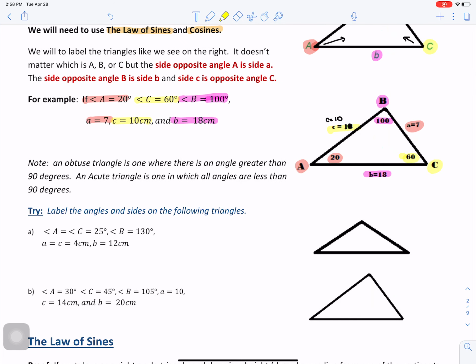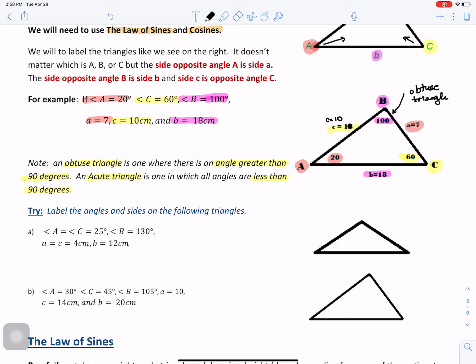Now, just more terminology for you. An obtuse triangle has an angle greater than 90 degrees in its triangle, and an acute triangle or an acute angle is one where there's less than 90 degrees involved. So for example, this angle here would be an obtuse angle, and this would be an obtuse triangle because one of the angles is bigger than 90 degrees. So let's try these two examples that are presented below.